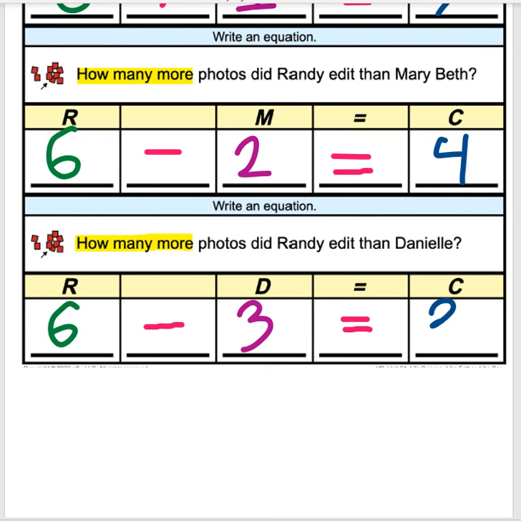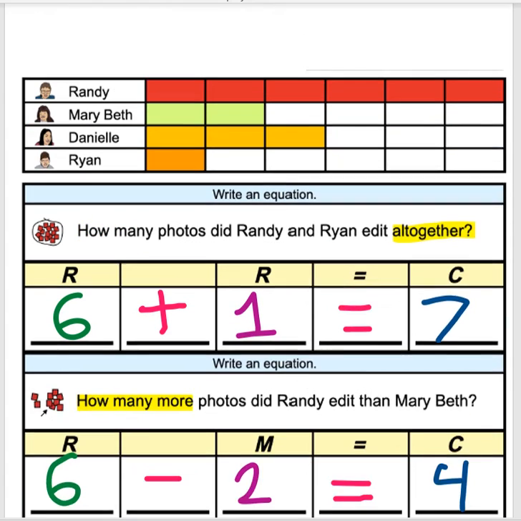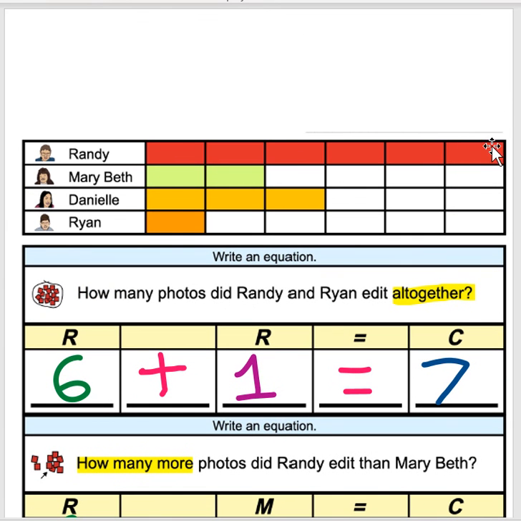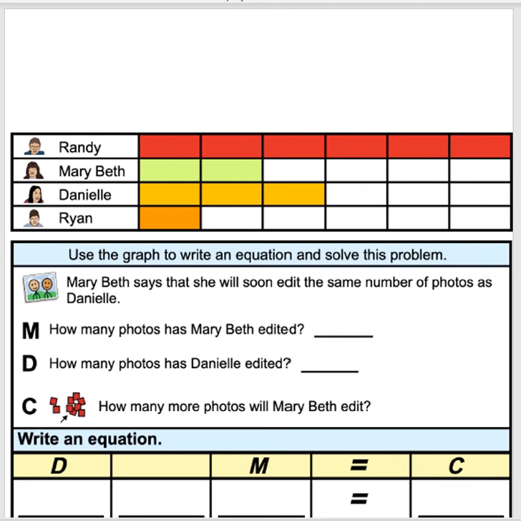equals 3. And we can go back up into our bar graph and check that as well. So we see Randy and we see Danielle, and we have 3 white ones, right? 1, 2, 3. So we know that that is the difference between them. So our equation was correct. Let's move on to our next graph.